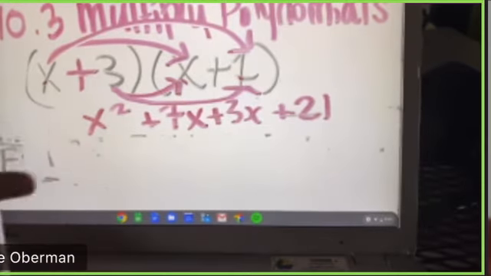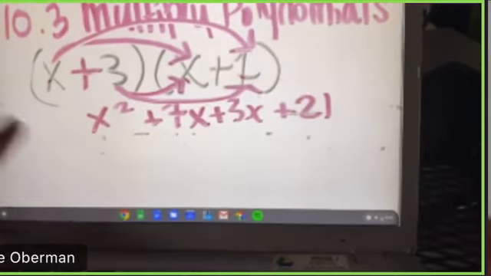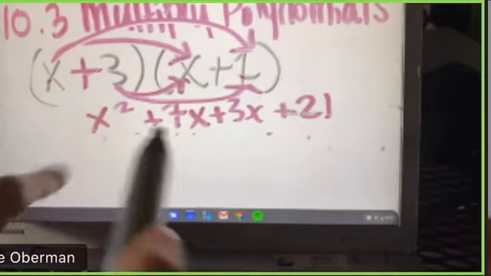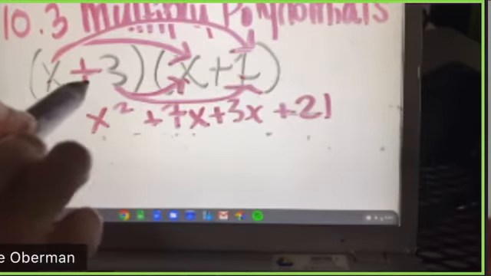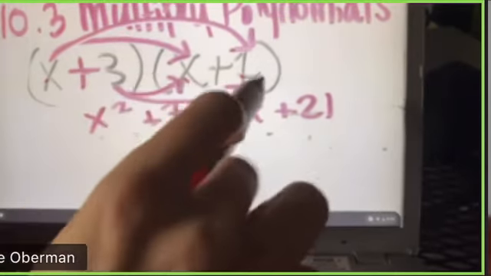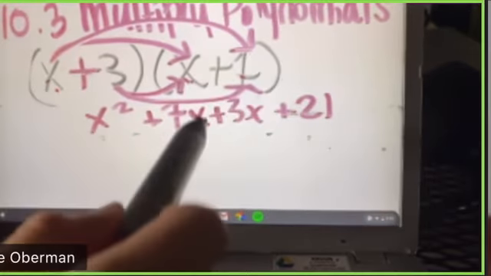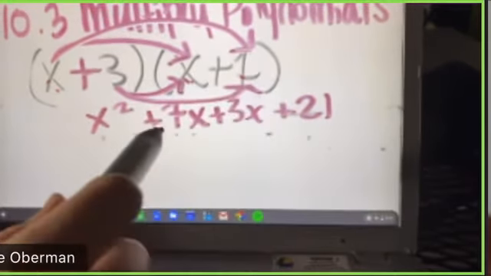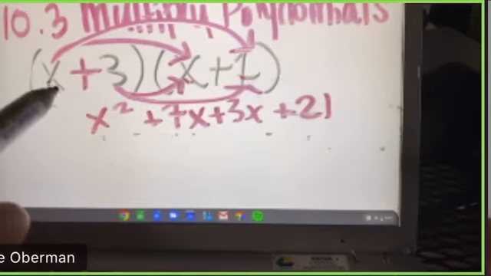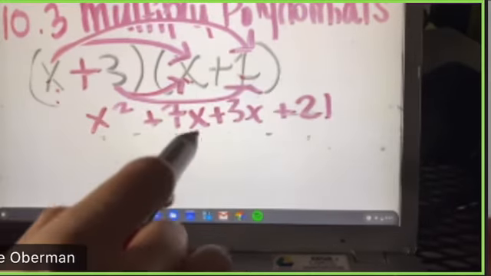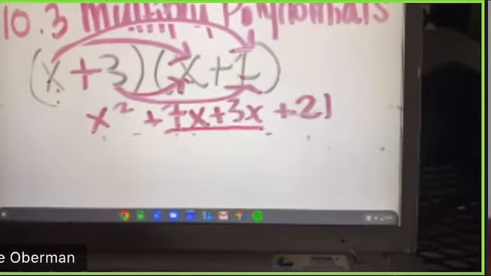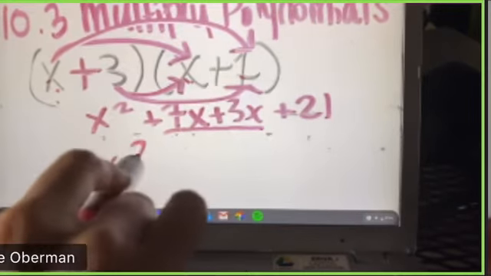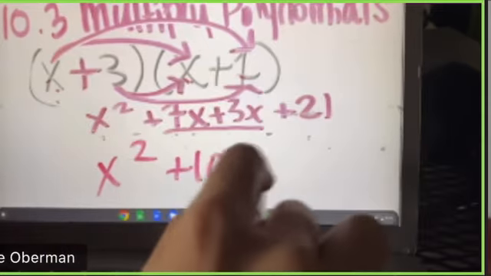But sometimes, especially when you have a variable plus a number times a variable plus a number, if these are the same variable, which sometimes they're not, then you're going to have to combine like terms here too. Does everyone see that? So to get our final answer, we would have x squared plus 10x plus 21.